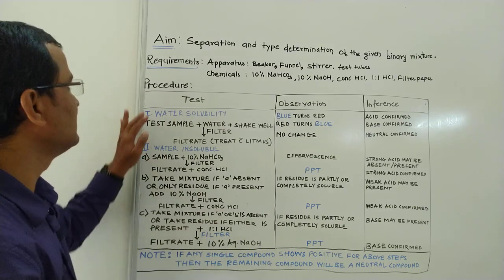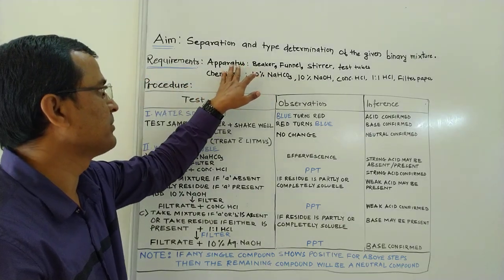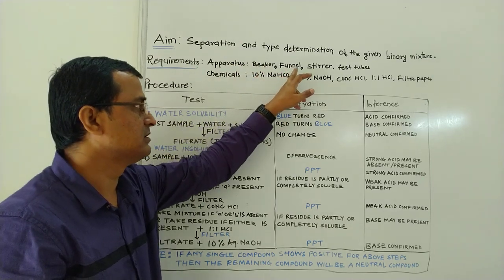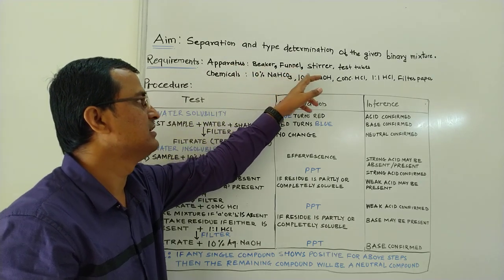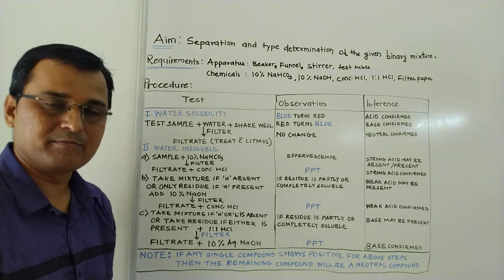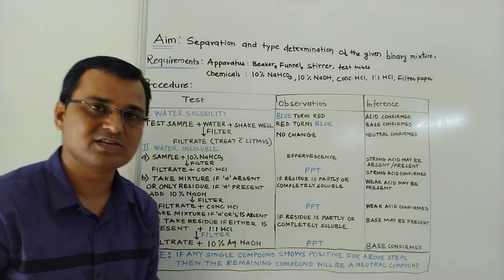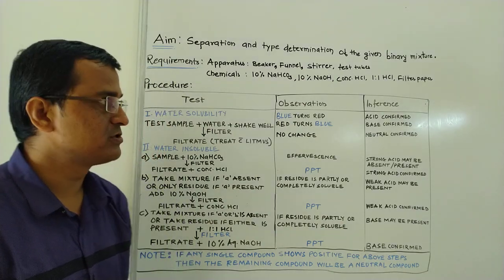The requirements for today's practical: in apparatus, we need a beaker, funnel, stirrer, as well as test tubes. And the chemicals required are 10% sodium bicarbonate, 10% sodium hydroxide, concentrated HCl, HCl in 1:1 proportion, and filter paper.